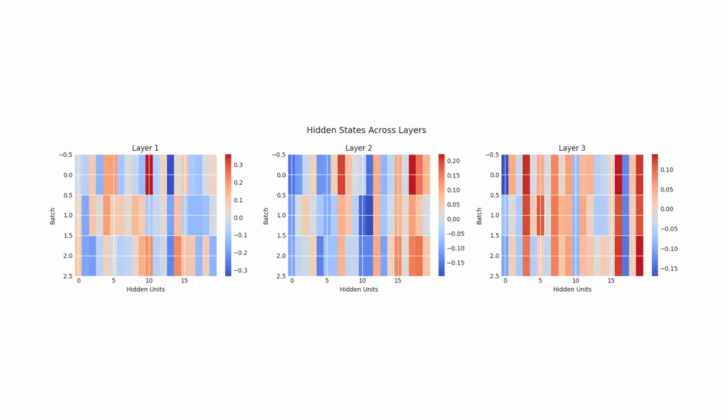Beautiful! We can see 3 distinct heat maps, one for each layer. Notice how the patterns differ across layers. Layer 1 shows the initial processing of the input, Layer 2 refines these representations, and Layer 3 produces the final abstract features. The color variations indicate different activation levels across hidden units and batch samples. This visualization really helps us understand how deep LSTM networks create hierarchical representations.